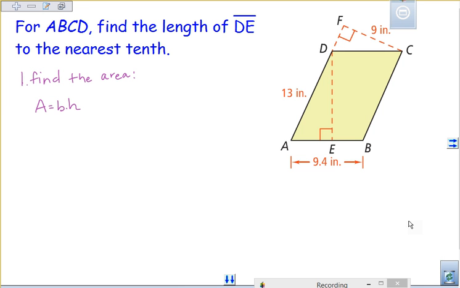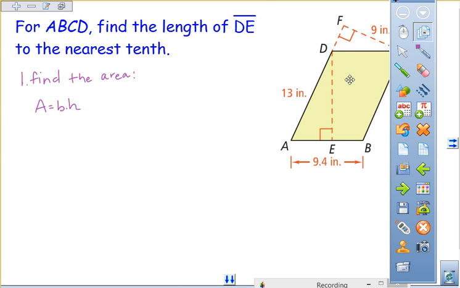Let's try it with a more complicated shape. For ABCD, find the length of DE to the nearest tenth. So we want this height of that parallelogram. There are some other dimensions in this shape to help us do that. What we're going to do first is find the area of it, because I see that we have a base if I rotate that shape, and then our height would be the 9.